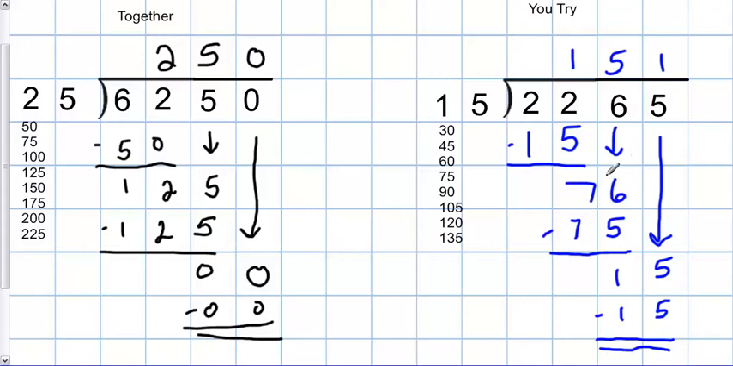Bring down the 6. So then I go back over, 76. What's the greatest number less than 76? Well, it's 75. So if I multiply, 5 times 15 is 75, and then I subtract, 76 minus 75 is 1, bring down the 5. Well, how many groups of 15 fit into 15? Just 1. And then I multiply, 1 times 15 is 15. Subtract, it comes out even.